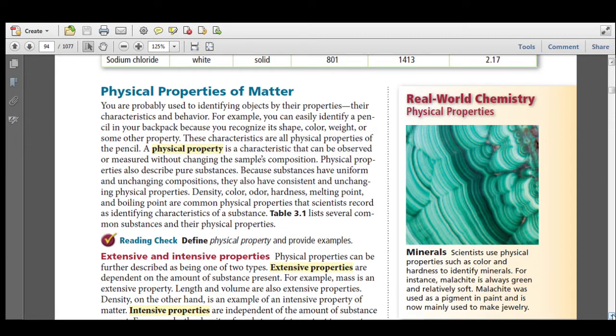Physical properties also determine pure substances. Because substances have uniform and unchanging compositions, they also have consistent and unchanging physical properties. Density, color, odor, hardness, melting point, and boiling point are common physical properties that scientists record as identifying characteristics of a substance.